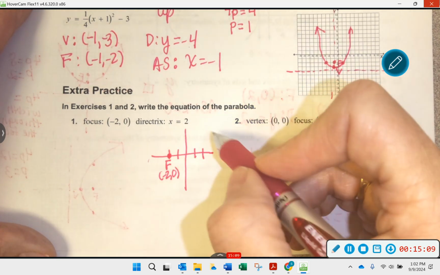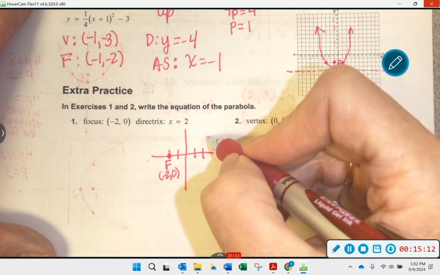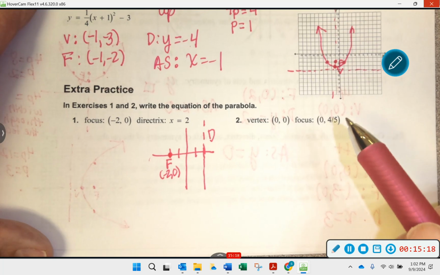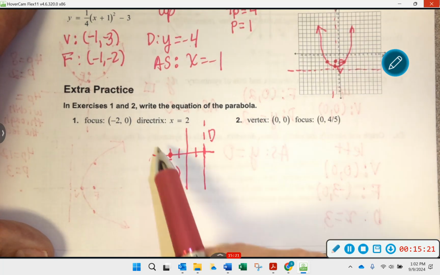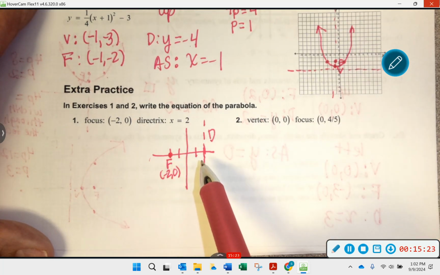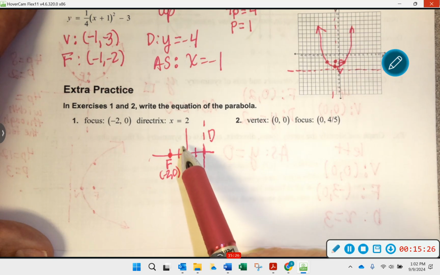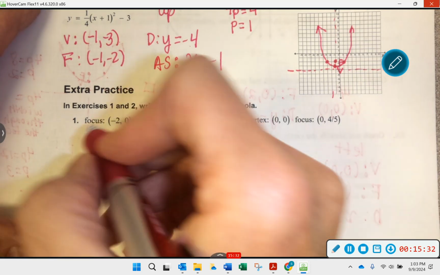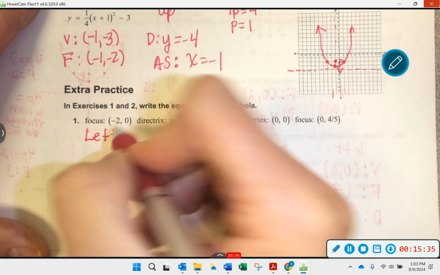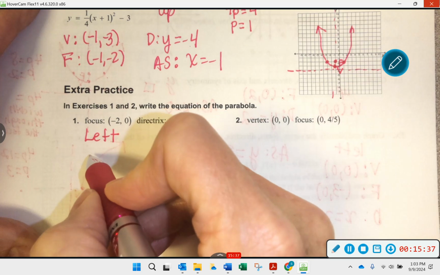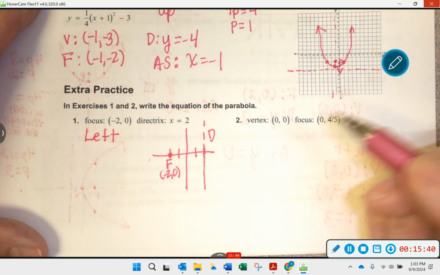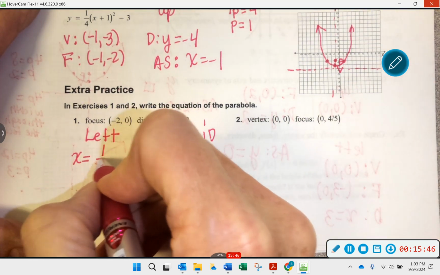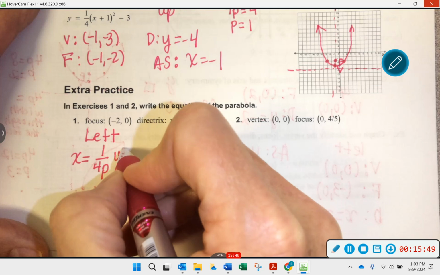What kind of line is that? Horizontal or vertical? It's a vertical line right here. There's my directrix. Do you know which way this parabola is going to open? Up, down, left, or right? It's going to have to be left, isn't it? Because it has to wrap around that focus. So it's going to have to open left. When it opens left, is it x equals y squared or y equals x squared? So it has to be x equals 1 over 4p y squared.